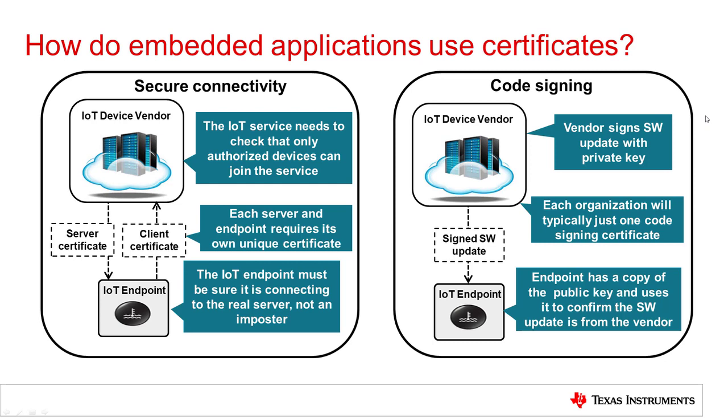Code signing is a little bit simpler to implement because each IoT endpoint has the code signing certificate, or maybe just a public key, that is needed to perform the authentication of the image that gets downloaded. Typically, each organization is only going to have one code signing certificate. You might have a case in a large organization where each division has a code signing certificate, but the important point is that any particular set of IoT devices will all have the same code signing certificate.